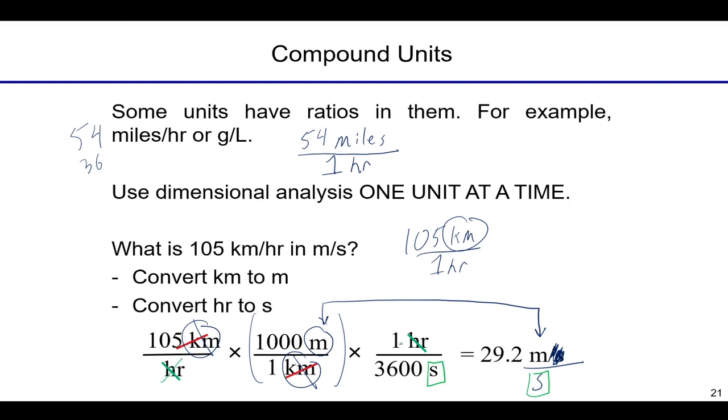Hours needs to go in the numerator here because it appears down here. And so this second unit factor is relating hours to seconds. There's 3,600 seconds in 1 hour. Hour goes into the top so that it's canceling this hours. Seconds in the bottom because it appears in the final answer in the bottom. And now you multiply across the top, divide by the bottom. You should get 29.2 meters per second.